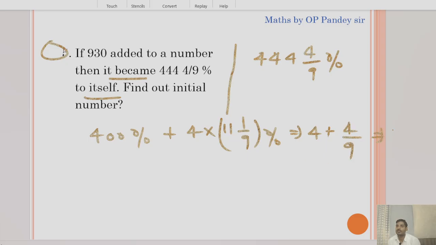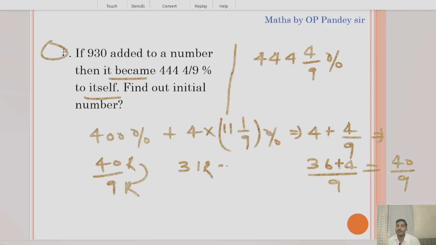After solving we get 36 plus 4 divided by 9. So finally it is 40 divided by 9. This becomes 40 ratio divided by 9 ratio. 9 ratio is the 100% and 40 ratio becomes 444 4/9%. So adding how much? 31 ratio. According to the question, 31 ratio is 930.